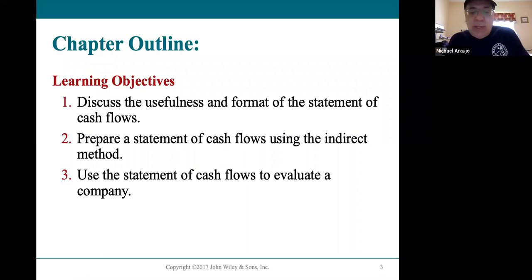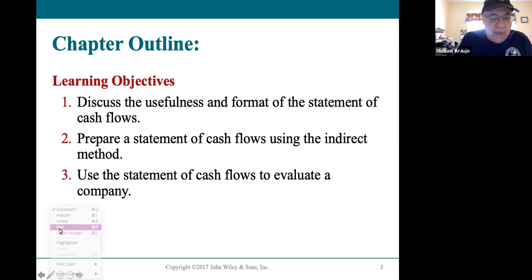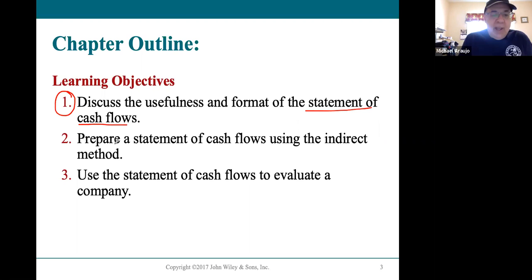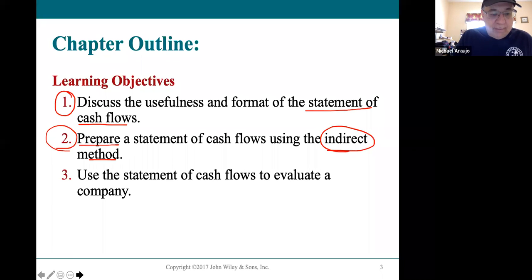So the good news on chapter 12 is we're only going to be doing the first two objectives, okay? First objective is basically really understanding the statement of cash flow. And then the second objective is actually about preparing a cash flow statement using the easiest method, which is called the indirect method. That's basically all we're going to be doing in chapter 12.